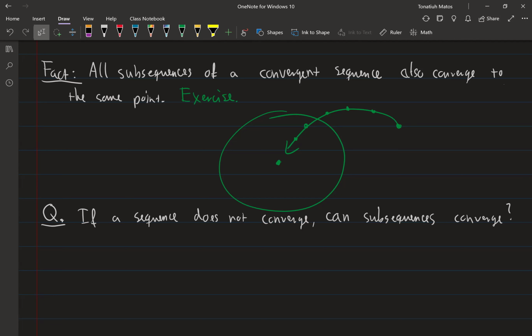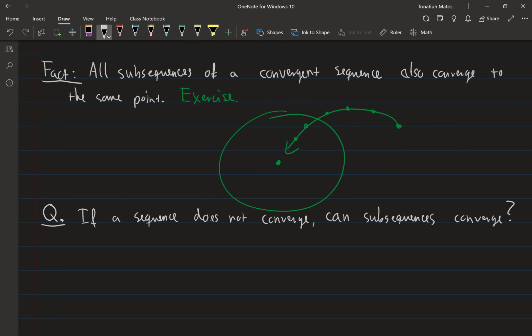I'm pretty sure you can prove something like that. If you have a sequence that doesn't converge, maybe you need to add some assumptions to that. Then you should be able to find subsequences, assuming it's bounded, that converge to different points or something. But anyway, that is enough to answer this question.